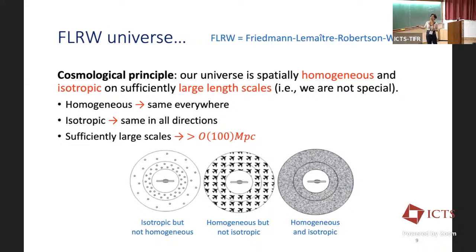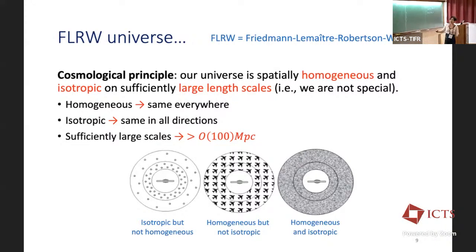Okay, so if you look at these 3 pictures over here, this universe is isotropic, but it's not homogeneous. This universe is homogeneous, but it is not isotropic because all the planes are moving in one direction. This universe here is both homogeneous and isotropic. Now, another key word here is that the cosmological principle applies on sufficiently large length scales. And by large length scales, we mean lengths that are of order 100 megaparsec or longer.